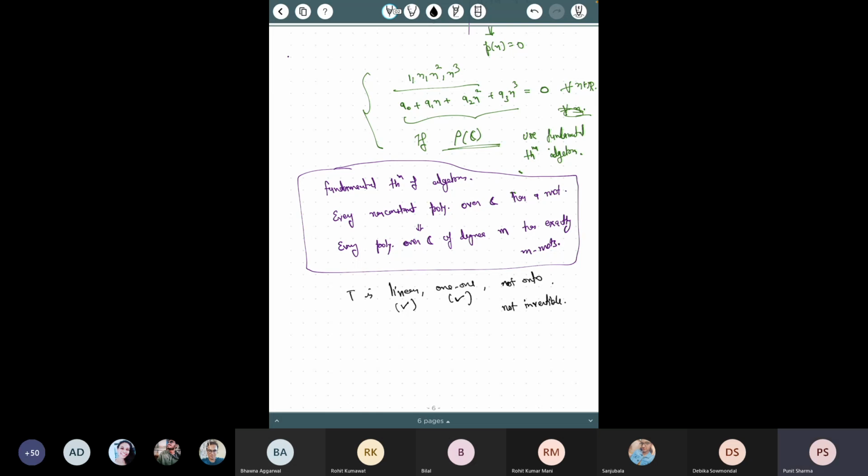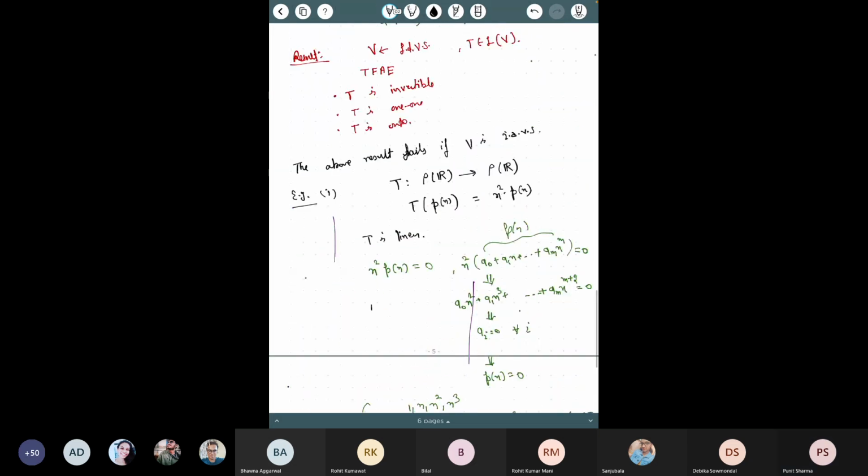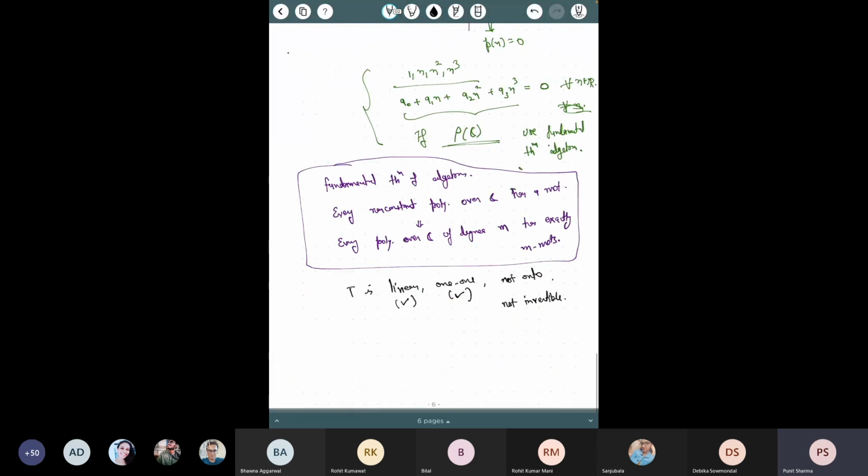So you see here, if T is an operator on an infinite dimensional vector space, then the previous result, which says that one-oneness and ontoness are equivalent to invertibility, is not true if we have an infinite dimensional vector space.